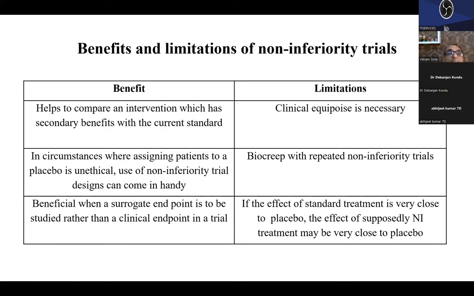So the benefits and limitations of non-inferiority: it helps to compare an intervention which has secondary benefits. That is fine. It is also useful in circumstances where assigning patients to a placebo is unethical. For example, you have a new treatment and you want to demonstrate it is good. One of the accepted methods is placebo controlled trials. But placebo controlled trials may be unethical because there's already a standard of care. So now you want to compare this with the standard of care. Now the problem is, you are not sure that your new treatment will be significantly better than the standard of care.